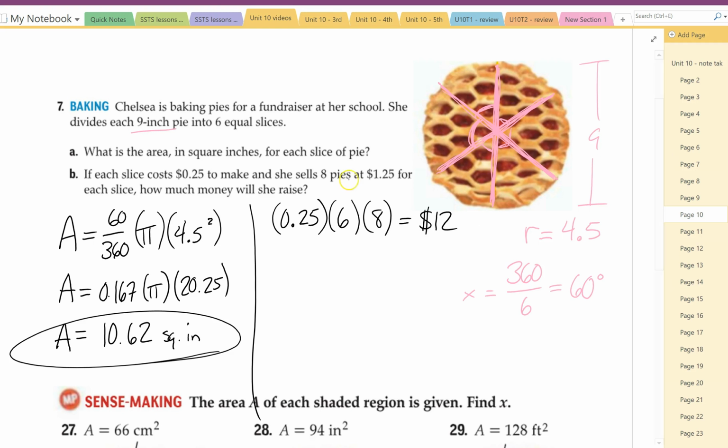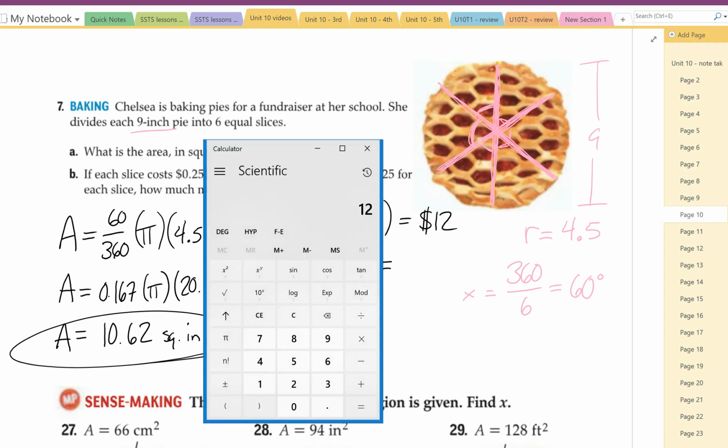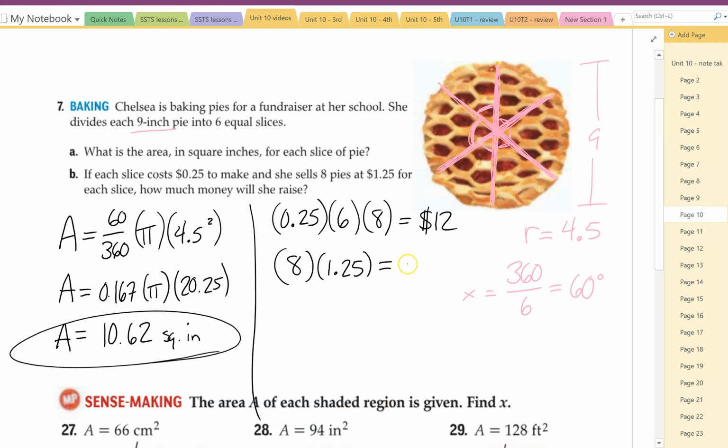So she sold 8 pies for $1.25 each. So she sold 8 pies. She made $1.25 on each of them. So what is 8 times $1.25? Oh, I screwed up. She actually made $1.25 per slice of pie. So she sold 8 pies. Each of those 8 pies had 6 slices in it. And then each one of those slices was $1.25.